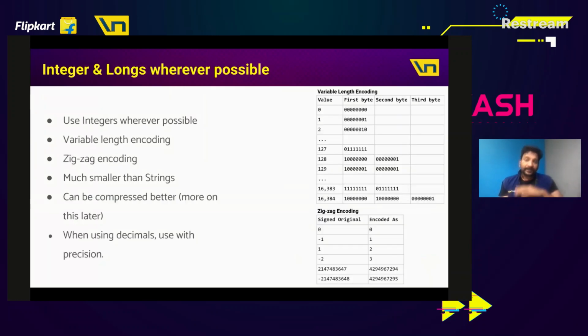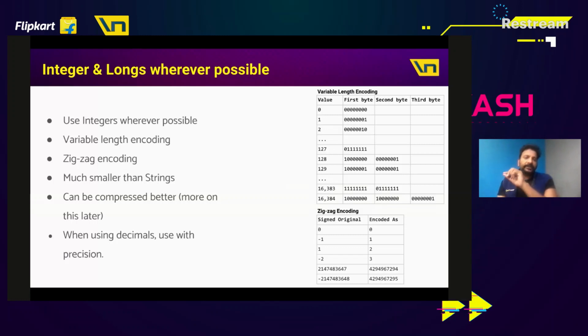Now, the second strategy that we used was to use integers and longs wherever possible. We'll come to where all we have used integers. But why is storing an integer easier? There is a concept called variable length encoding. For people who don't know about variable length encoding, I will spend a minute to explain what it is. Let's assume that you want to store the number 1.